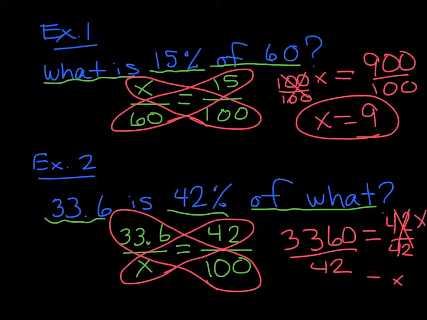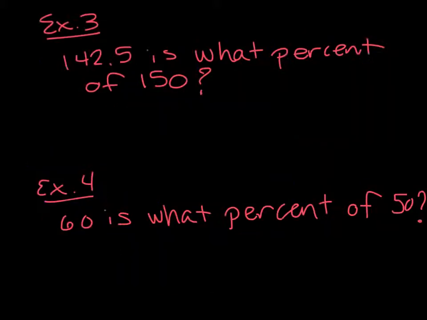So x equals 80, and there's my answer. So 33.6 is 42% of 80. Okay, make sure you have these down as examples in your toolkit. I'm going to do 2 more. You can always pause if you need to.